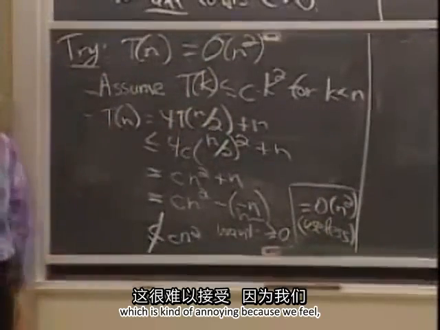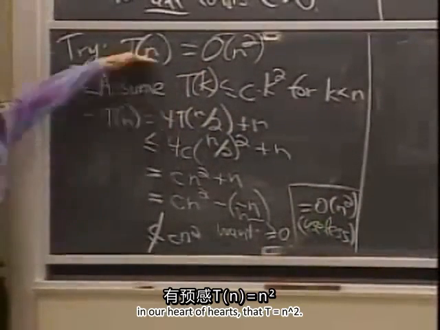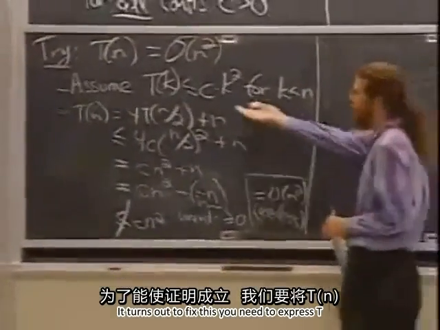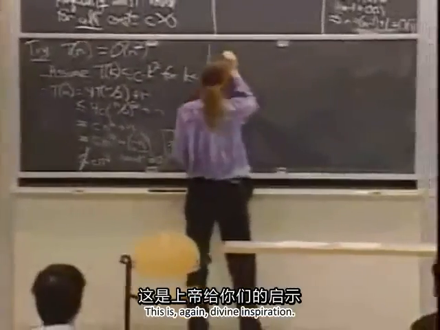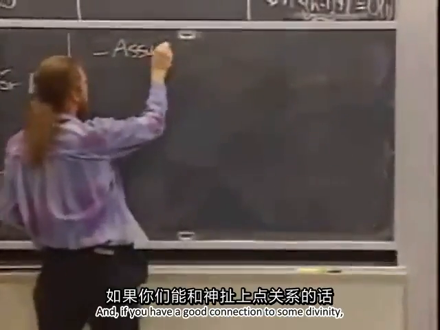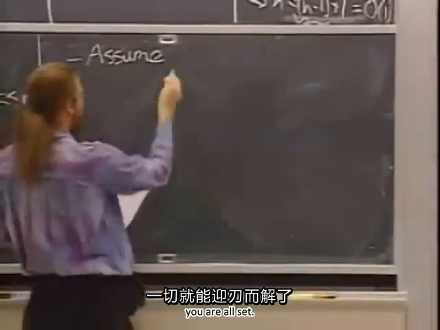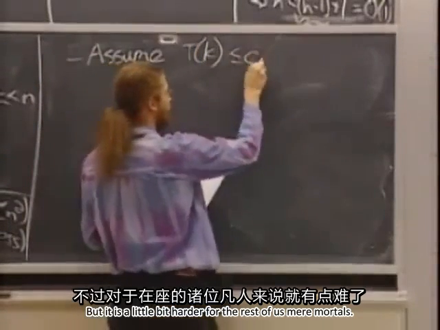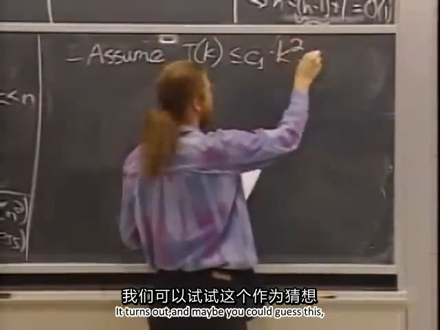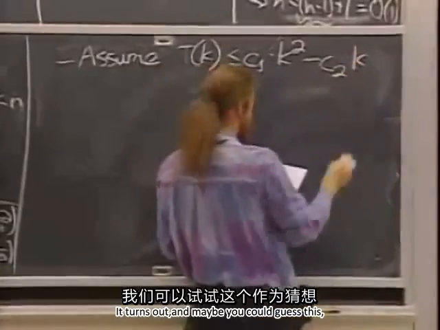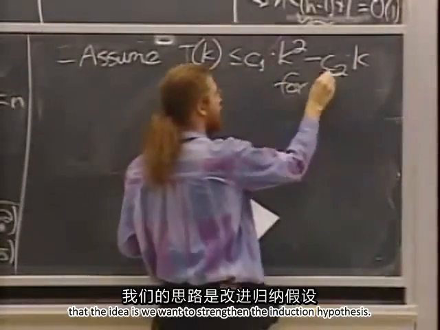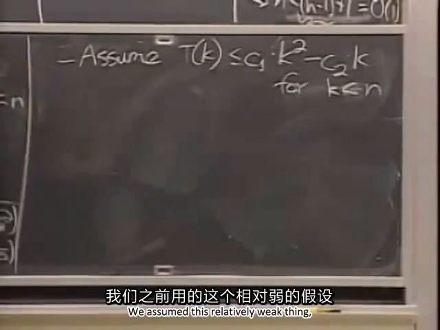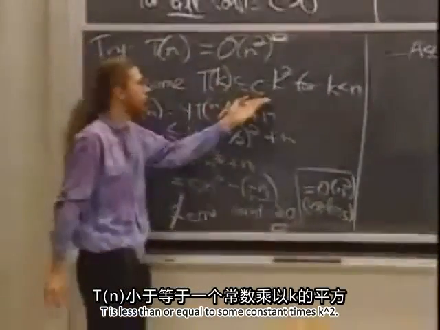This proof doesn't work, which is kind of annoying because we feel in our heart of hearts that T of n is n squared. It turns out, to fix this, you need to express T of n in a slightly different form. This is, again, divine inspiration. And if you have a good connection to some divinity, you're all set. But it's a little bit harder for the rest of us mere mortals. So it turns out, and maybe you could guess this, the idea is we want to strengthen the induction hypothesis. So we assumed this relatively weak thing, T of k is at most some constant times k squared.